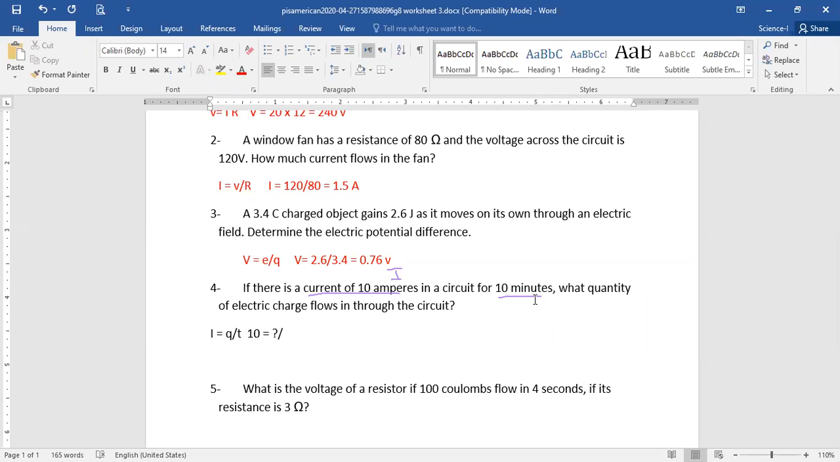So 10 minutes equals 600 seconds. You get the idea? We must convert it first, okay? Don't be in a hurry and just say 10 multiplied by 10. So Q equals 10 multiplied by 600, so the Q equals 6,000 coulomb. You get the idea?